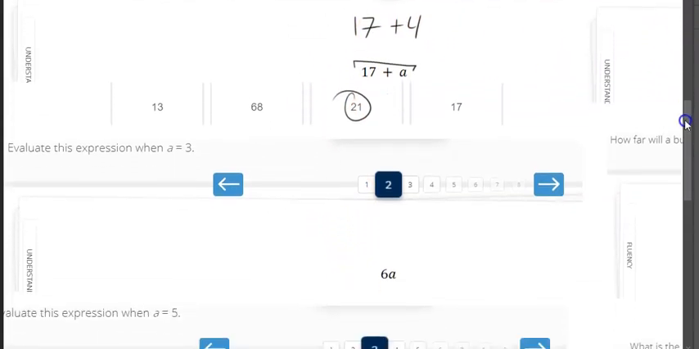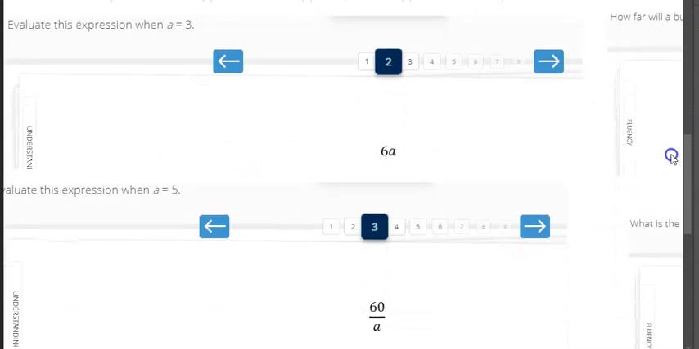Again, you'll get an example that looks like this. Evaluate the expression when a is equal to 3. And then we have 6a. Now, people assume that, oh, okay, I'll just replace the a with a 3, and then the answer is 63. This is a very, very common misconception that students have, because in algebra world, if you paid attention in the previous video, 6a actually means 6 times a.